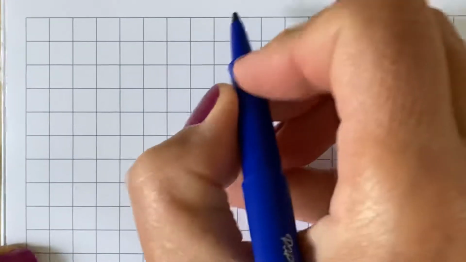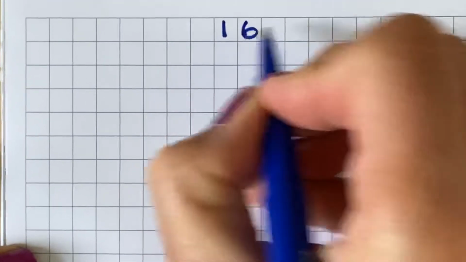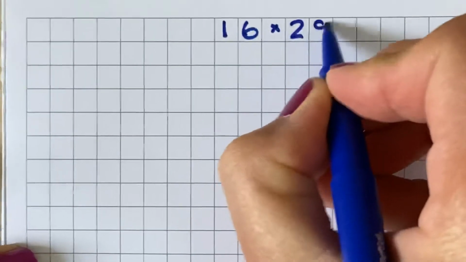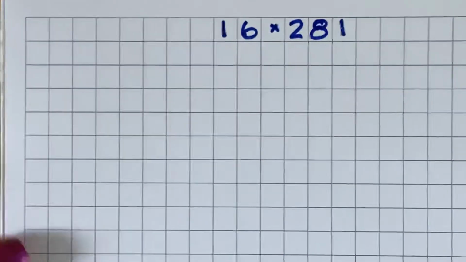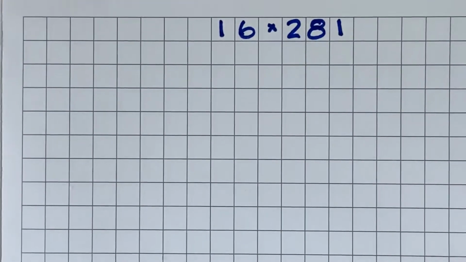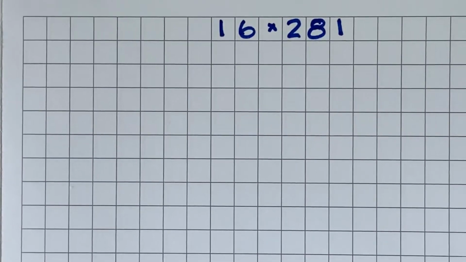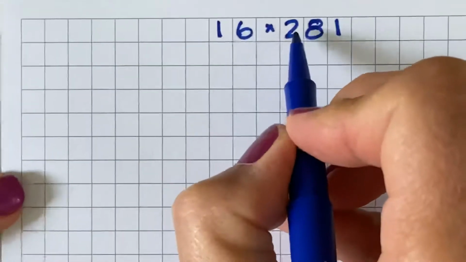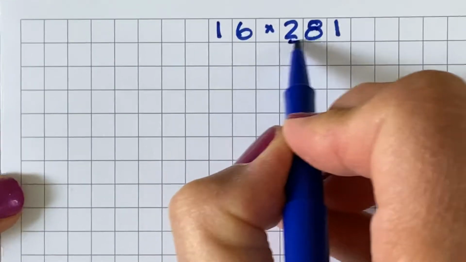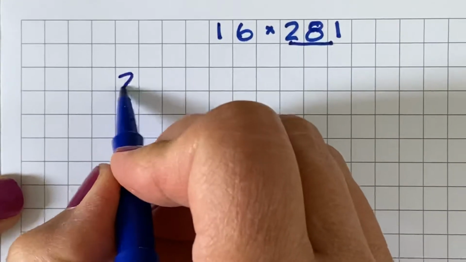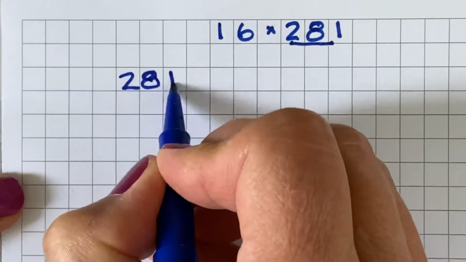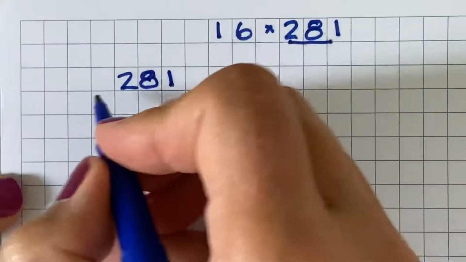So let's say that I've got the number 16 times 281, okay? That's what I'm going to multiply out. I am going to put my largest number, not largest number, but the one with the most digits, I guess would be a good way to say it. So I have 3 digits here, I have 2 digits here. So I'm going to put this one on top. Because remember, multiplication is a commutative property. That means it can go in any order.